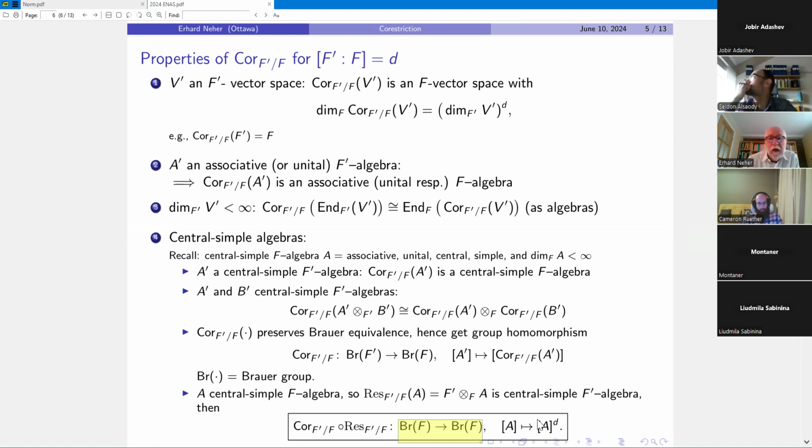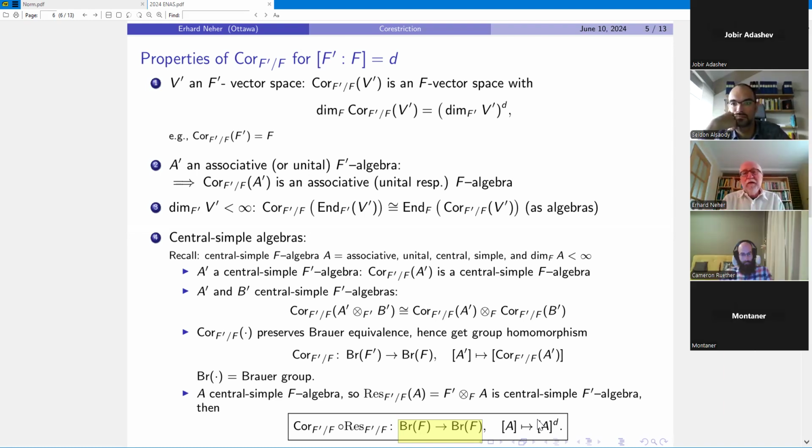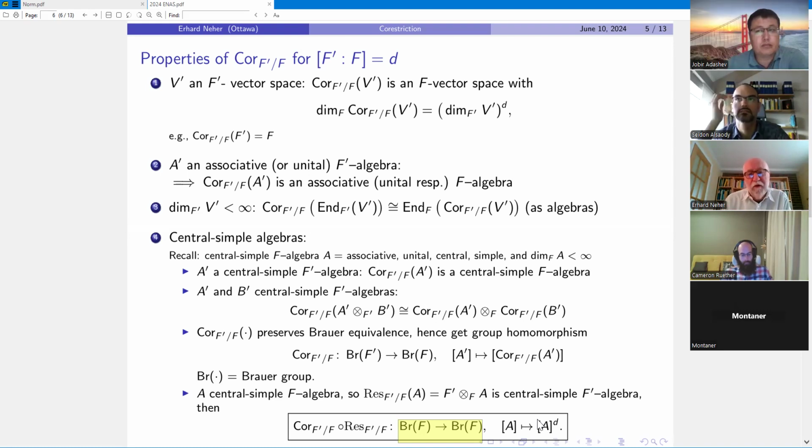Okay. So this is a short review of what is known in the classical theory, where one considers corestriction over fields. Now, there is an essentially straightforward extension where Galois extensions are replaced by finite étale extensions. So let me give you some details about that.